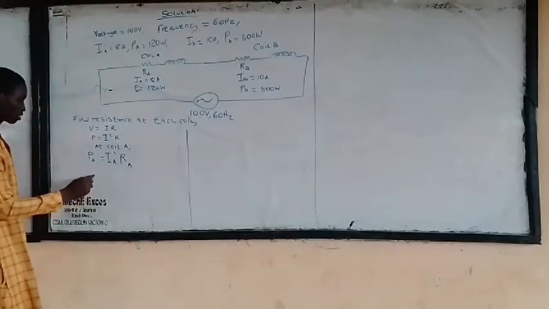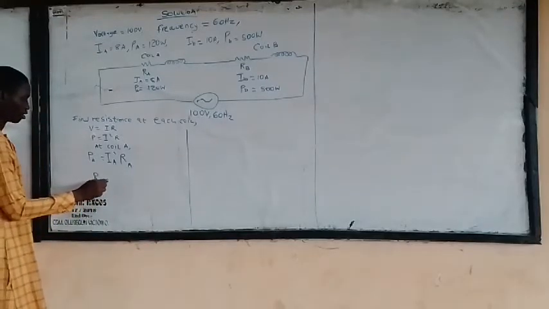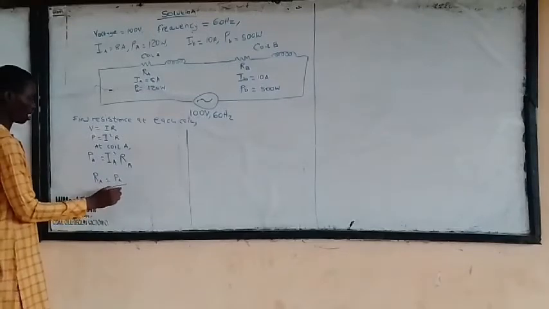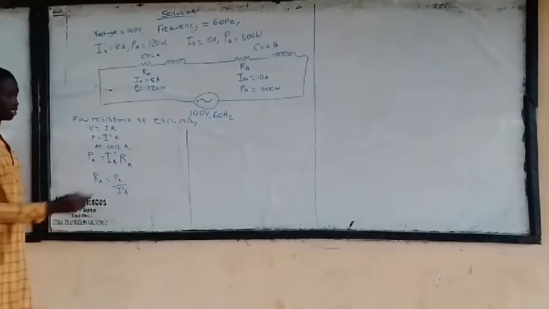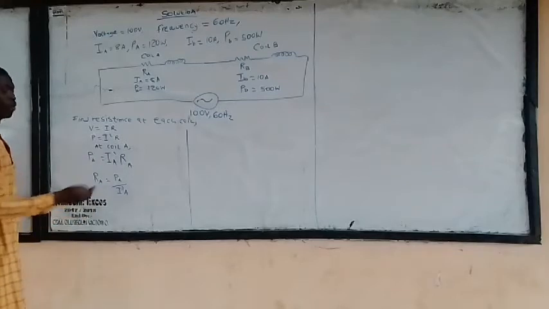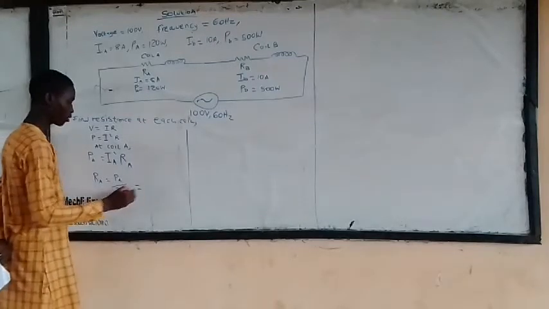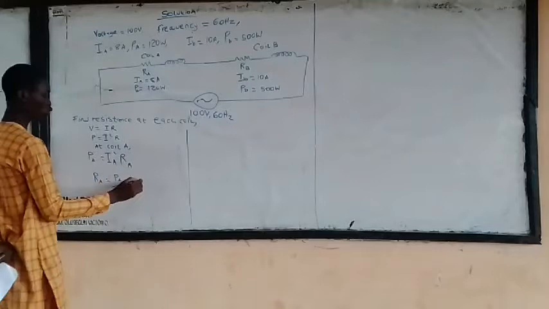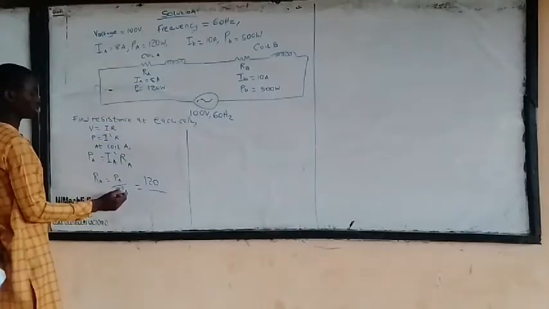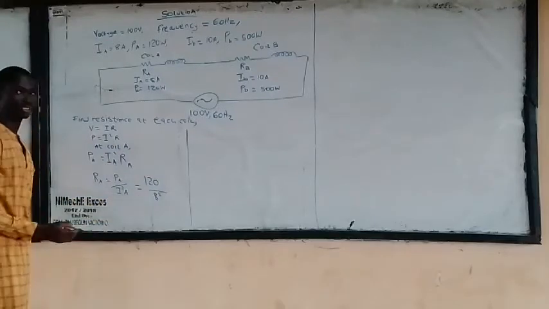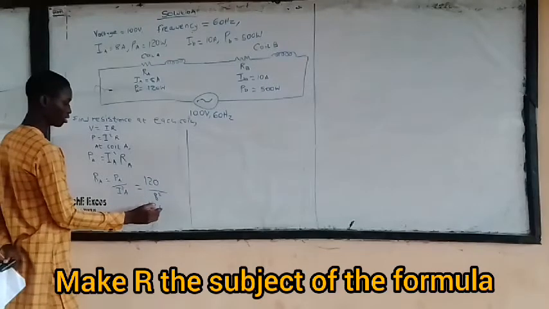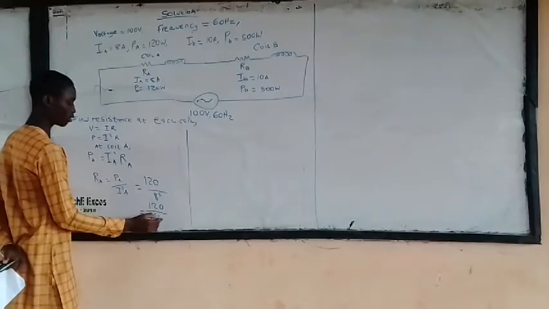So you have something like R A equals P A over I squared A. How do you do that? You divide both sides by I squared A. I squared A divided by I squared A comes to 1. You're left with this, is that not? Okay. P A is what? 120 watts. I squared A is what? 8 squared. Is that not? Okay.